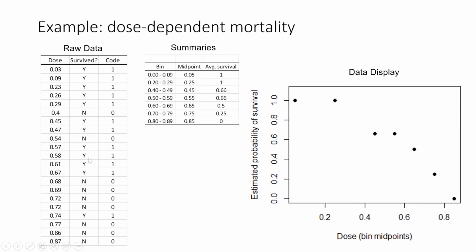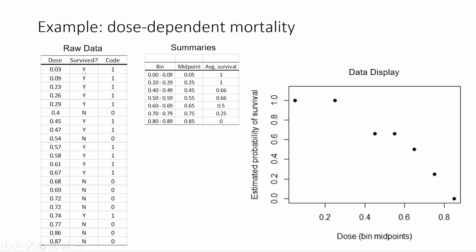We can't really do a whole lot of analysis on this yes or no, so we change that into a code where 1 is yes and 0 is no. We then summarize this raw data into a table like this, where we create bins. So now we have a bin from 0 to 0.9, that would be these 2 values. We have 0.2 to 0.29, that would be these 3 indices. We've got 0.4 to 0.49, these three indices, and so on and so forth.